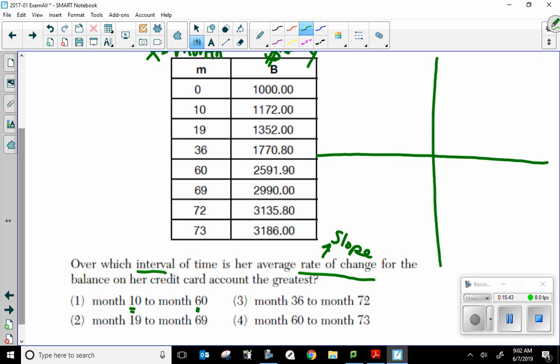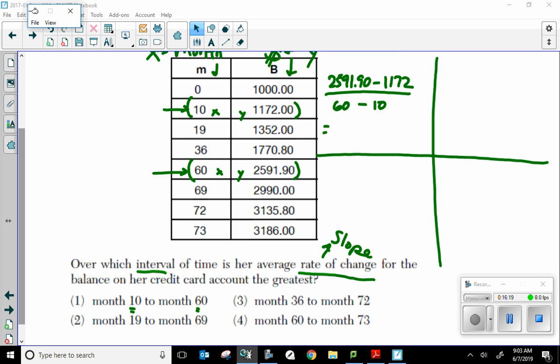Okay, so first, let's look at slope 1 from 10 to 60. It's a change in y over a change in x. So my change in my y value over the change in my x value at those points. Here's the one coordinate, my x and my y. Here's the other coordinate, my x and my y, and I'm just going to do this. I'm going to take 2591.90 minus 1172 all over 60 minus 10. All right, and I'm going to go ahead and put this right in a calculator.